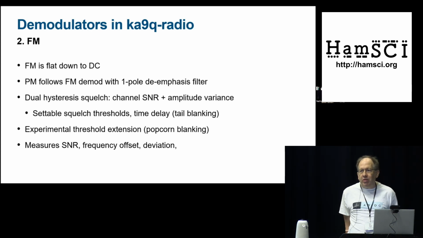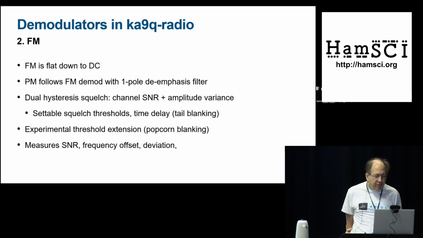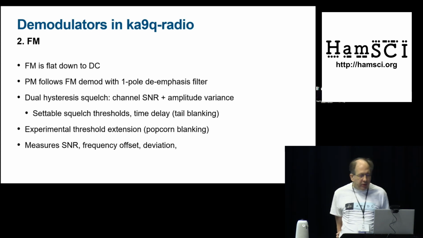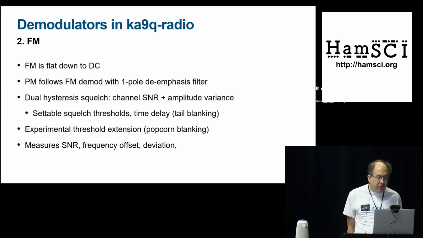The next demodulator is FM, really narrowband FM. It's flat down to DC, so you can demodulate FSK from it easily if you want. There's an optional phase modulation mode, which is what we actually use for voice. It turns out there's no written standard for that, so I had to kind of guess what the amateur narrowband FM standard is. And that's a one-pole filter with a roll-off at 300 hertz. It has a squelch, adjustable tail so as you don't chop off the end of a packet.